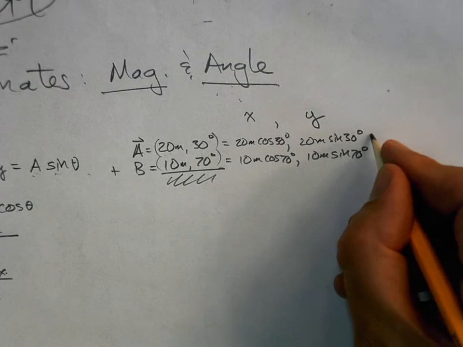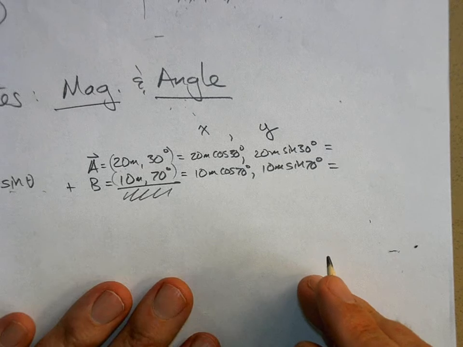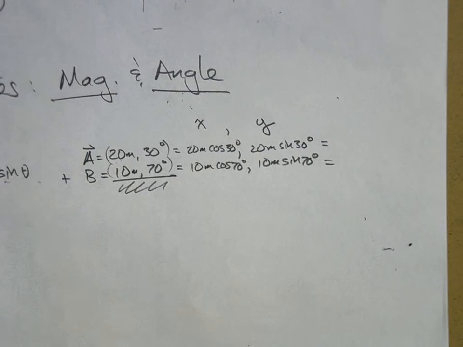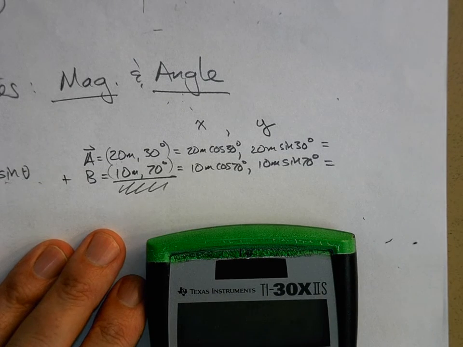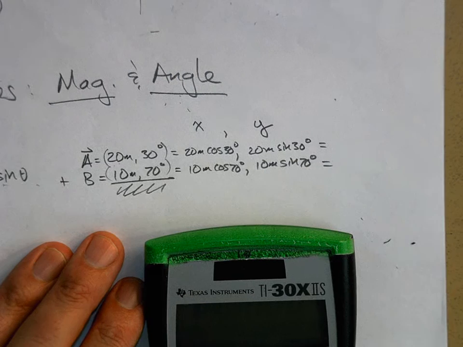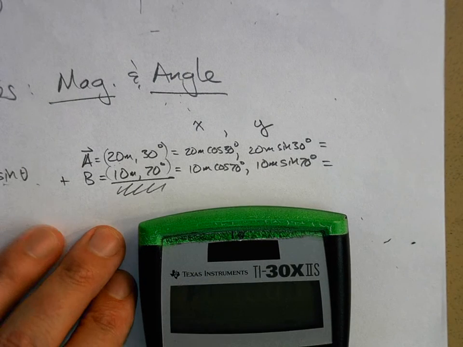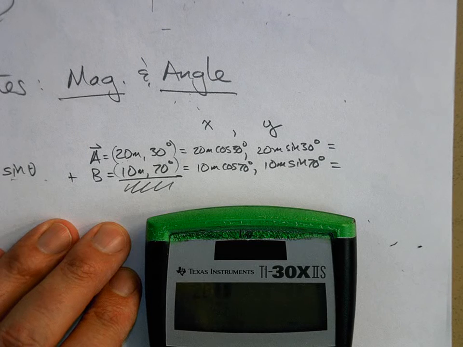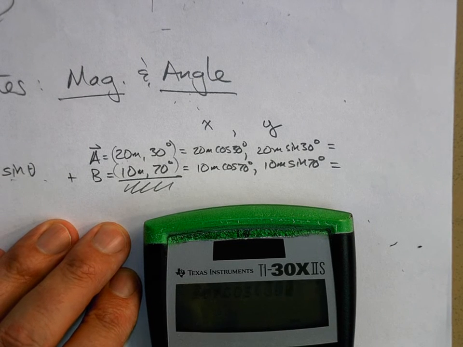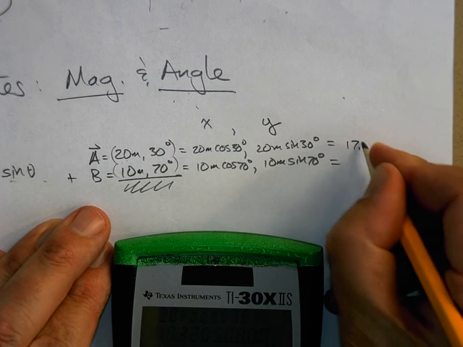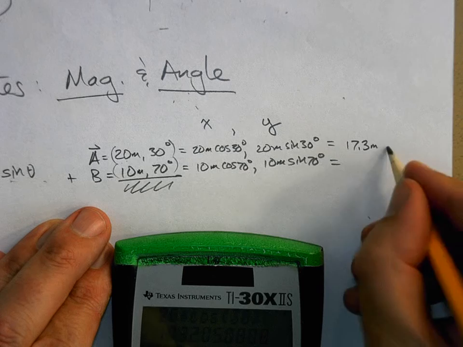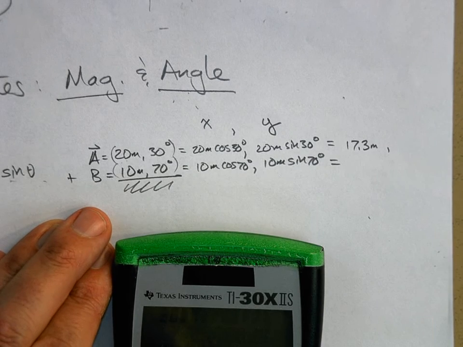So let's actually do the arithmetic here. Try to make it fit. Where's my calculator? Here it is. Now make sure your calculator is on. That helps. And then make sure it's in degrees. And I'm going to go 20 meters, 20 times the cosine of 30 equals 17.3 meters.